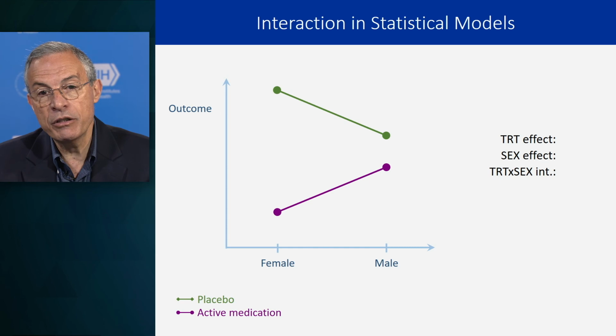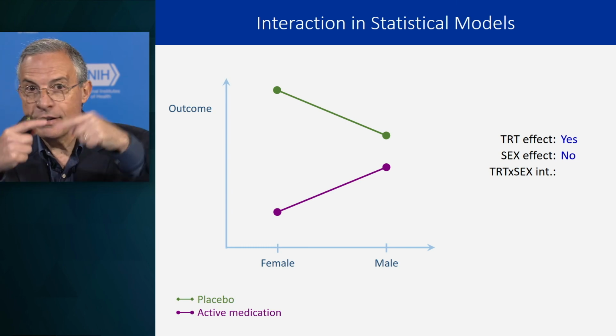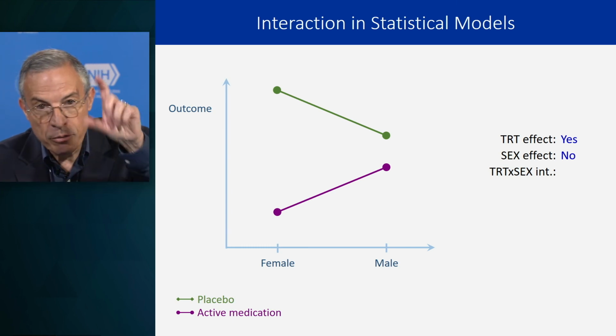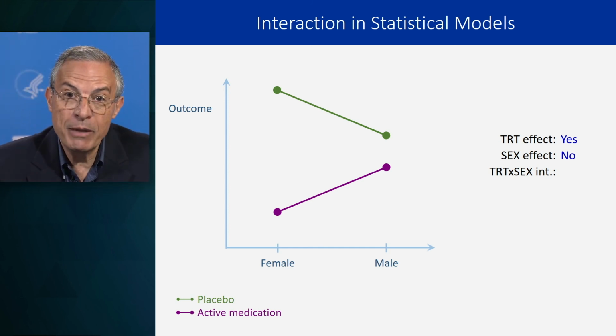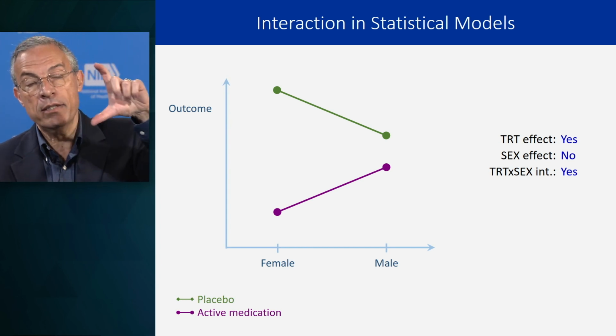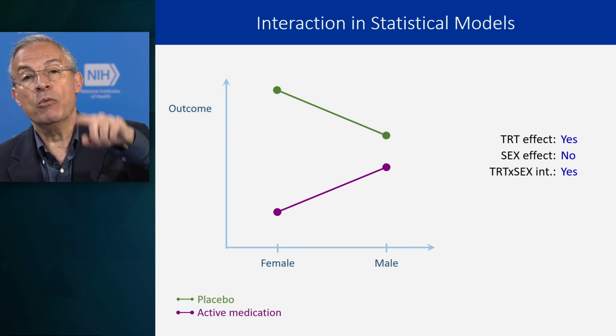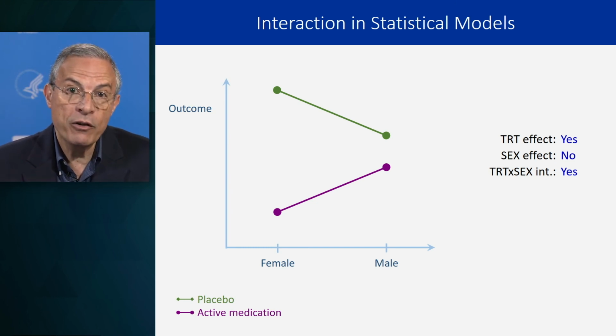How about this? Is there a treatment effect? Yes. Is there a sex effect? No, because if you take the middle of the 2 points and the middle of the 2 points, they are the same. Is there a treatment by sex interaction? Yes. Why? Because the distance, the effect for females was a lot bigger than the effect for males. So there's a difference in treatment effect.